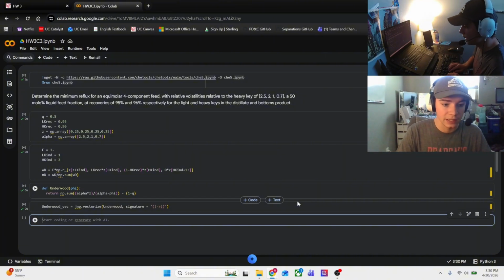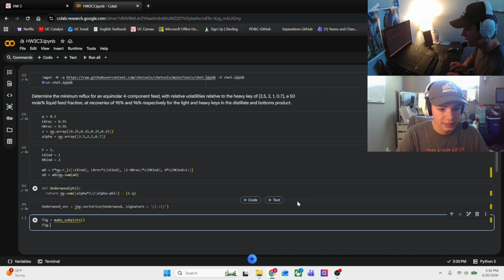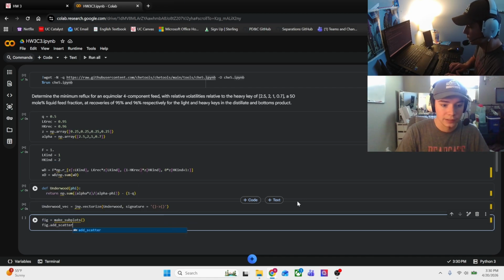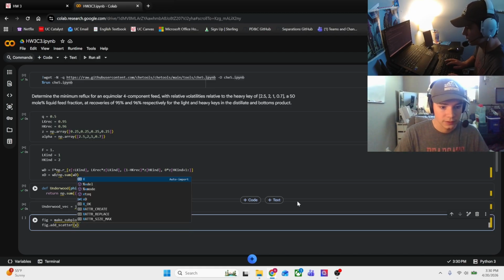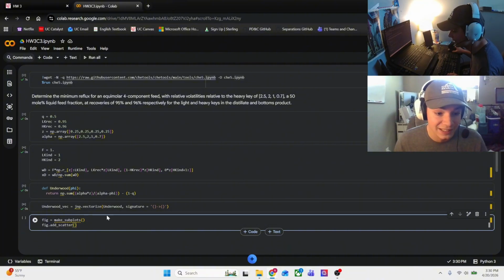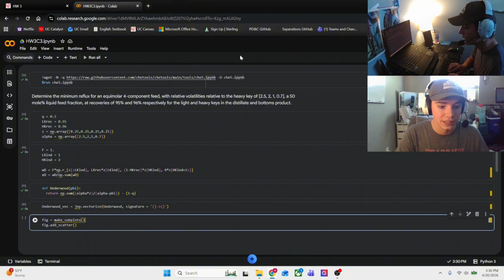So we can say fig equals make subplots. Then we're going to do fig.add_scatter. We're going to have our, well, first, before I do this, I need to create our phi's at all. We need those to exist.